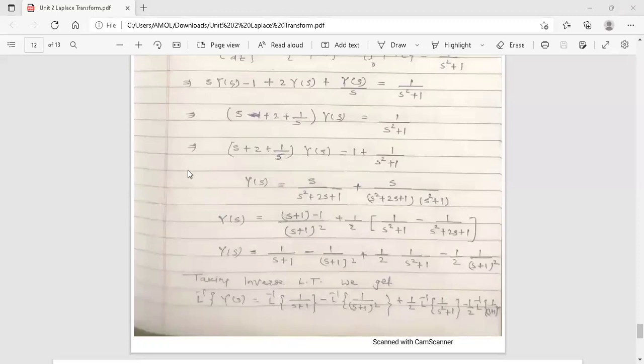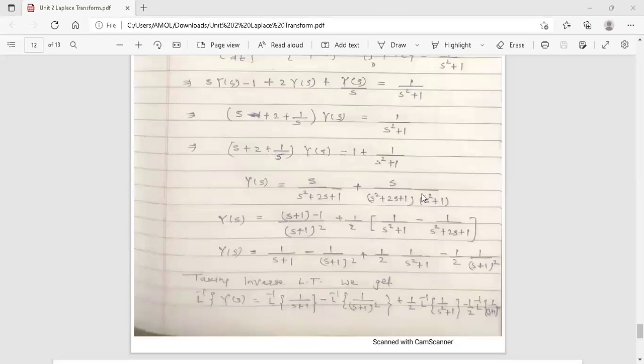Now, y of s is equal to, the first term is s upon s square plus 2s plus 1. S square plus 2s plus 1 is the perfect square, so we can write it as s plus 1 whole square. But in the numerator, the term is s. So you write the term s in the form of s plus 1. Now, how to write the term in numerator in the form of s plus 1? We can write it like this, s plus 1 minus 1 upon s plus 1 whole square plus the second term, s upon s square plus 2s plus 1 into another bracket s square plus 1.